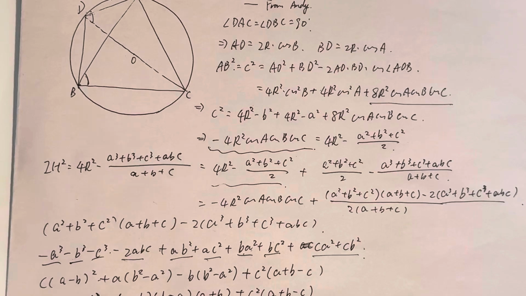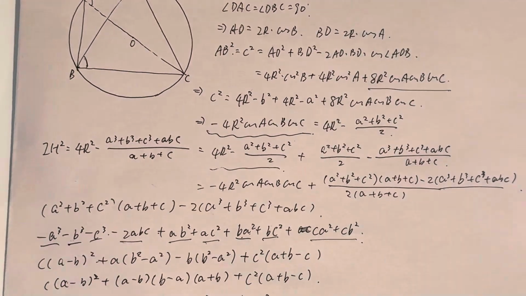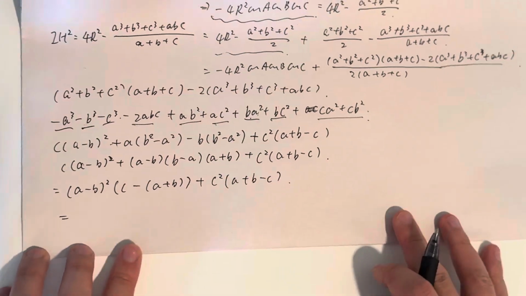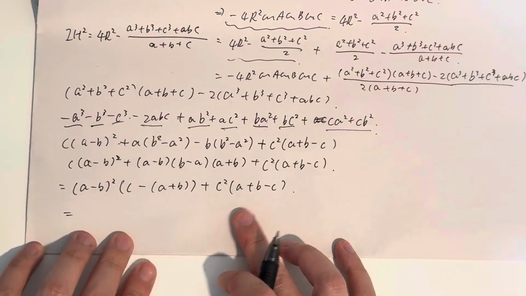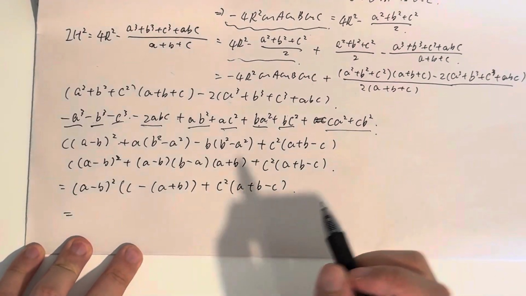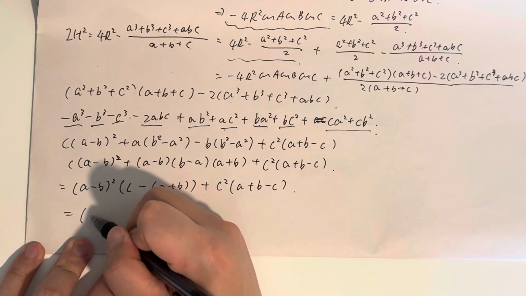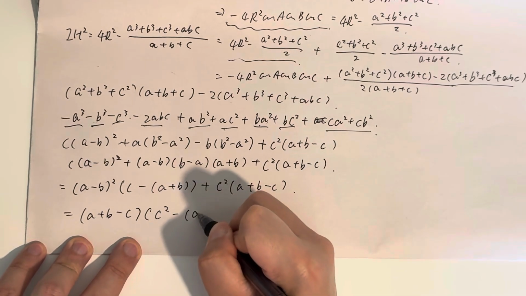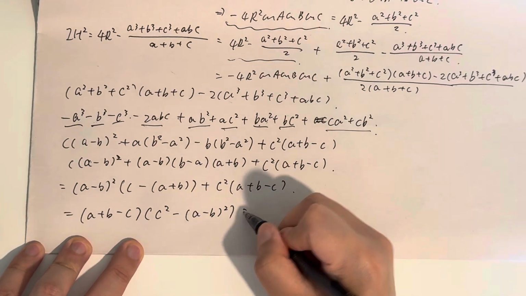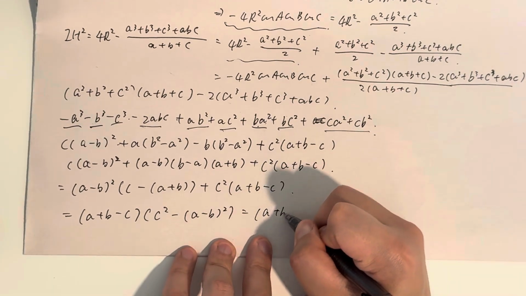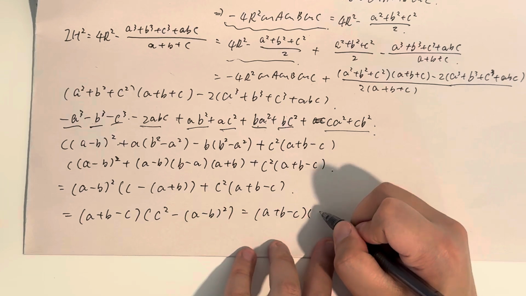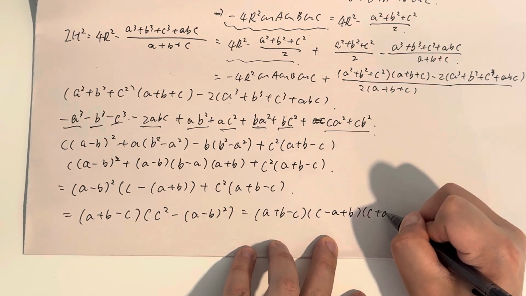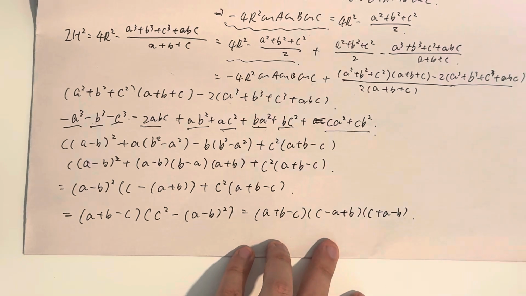That means we can reform this one as (a plus b minus c) times (c squared minus (a minus b) squared), which equals (a plus b minus c) times (c minus a plus b)(c plus a minus b), right?